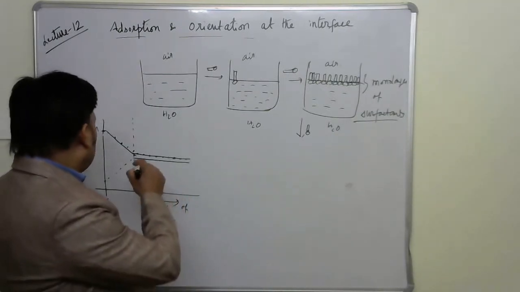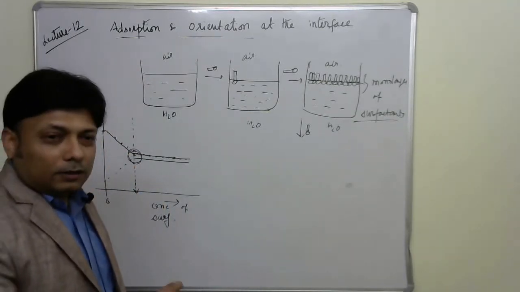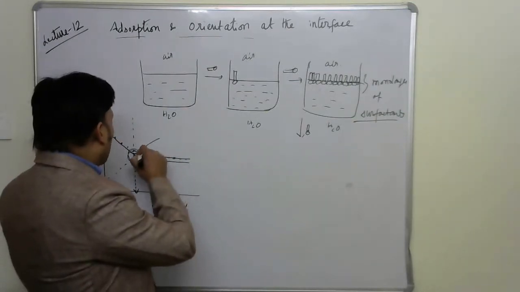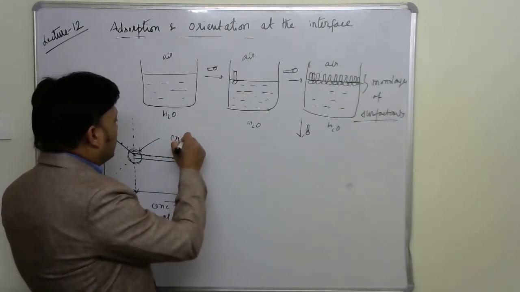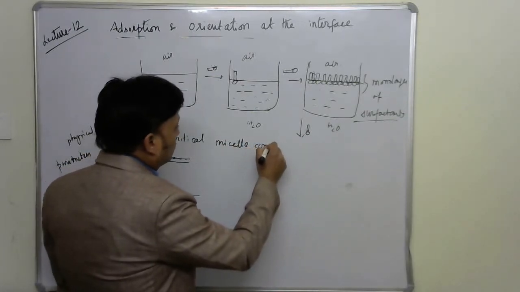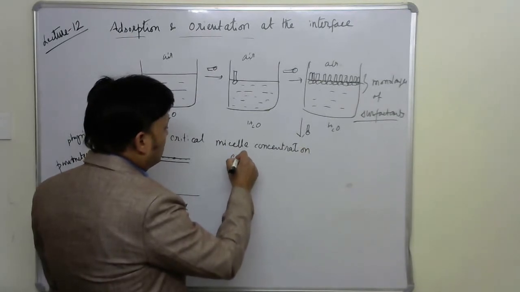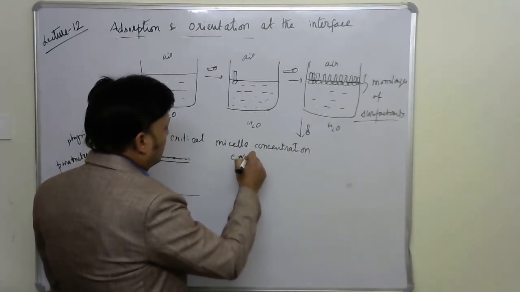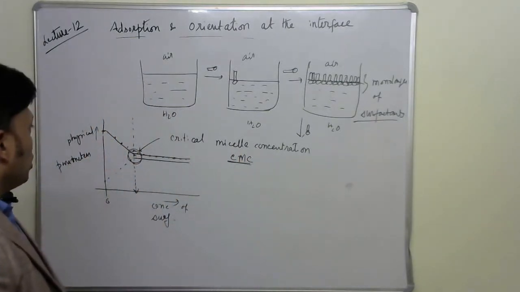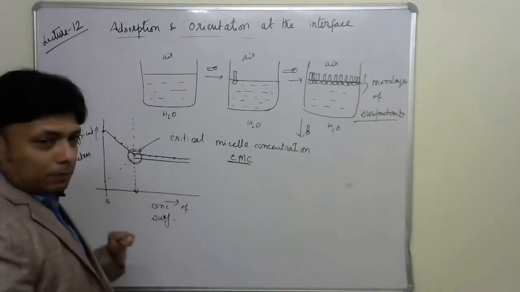This concentration where the changeover, the tipping over occurs, we call the critical micelle concentration, or in other words we can call it CMC. It's an abbreviation. So what happens before CMC and beyond CMC is something like this.